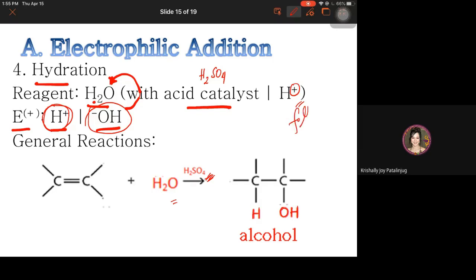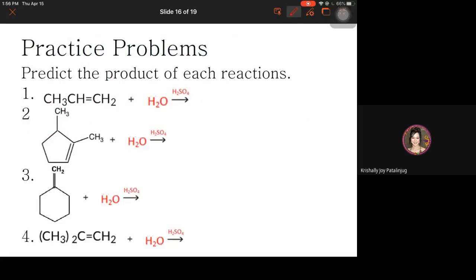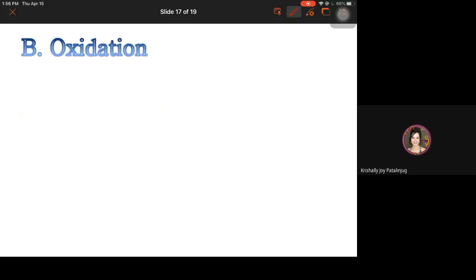Okay? Follow. Markovnikov's rule is very important in predicting the product. Again, the H goes to the carbon with the greater number of hydrogen substituents, and the OH goes to the one with fewer hydrogen substituents. Okay, let me have this equation. Let me answer only 1 and 2, so that we can finish the whole topic.